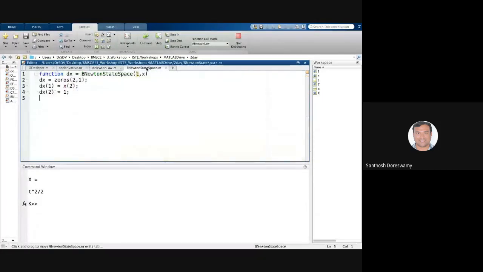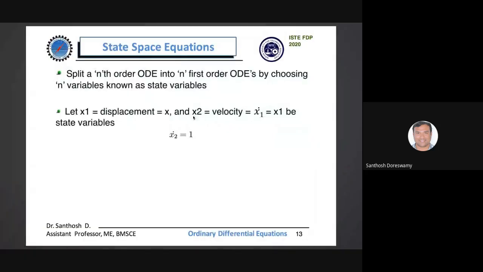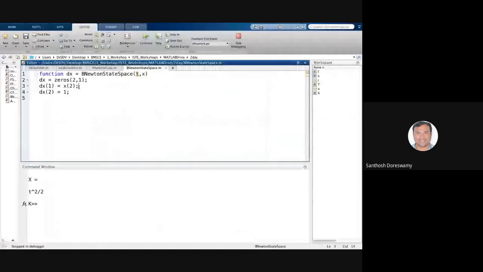For that, I now have to write down the derivatives. If you recall, x1 dot is equal to x2, that's the first differential equation, and x2 dot equals 1. These two are the derivatives that you have to code up in the function file. So I've defined dx as a vector of 2 rows and 1 column. The first derivative, x1 dot, will be equal to x2. That's what I've done here.